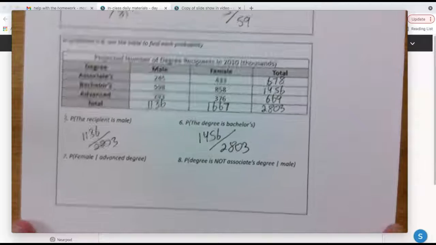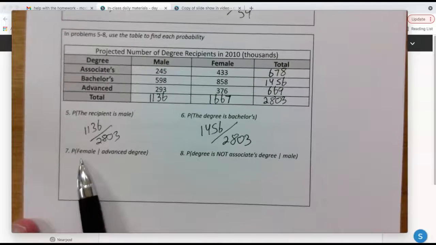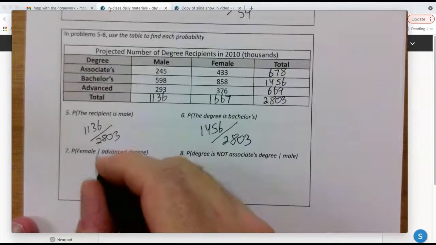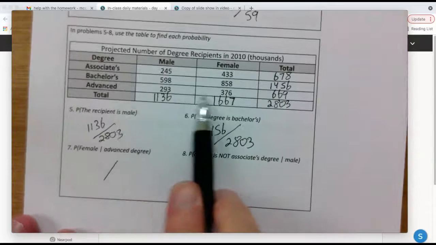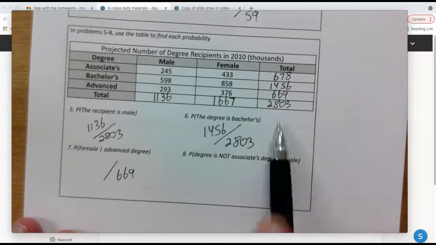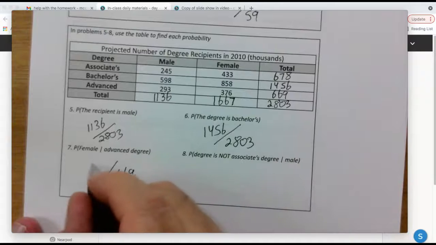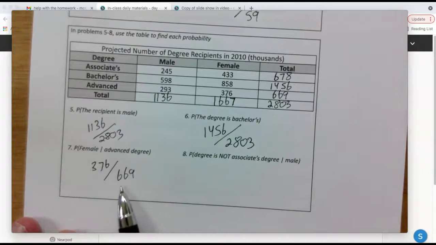All right. Now, number 7 is conditional. The probability that they're female, given that they have an advanced degree. And think of this line, the given line, as a fraction. How many have advanced degree? Advanced is right here, 669. And of those, the females are 376. Again, we constrict the original sample size, not the 2803, just down to the ones that have an advanced degree, and how many of those are female.